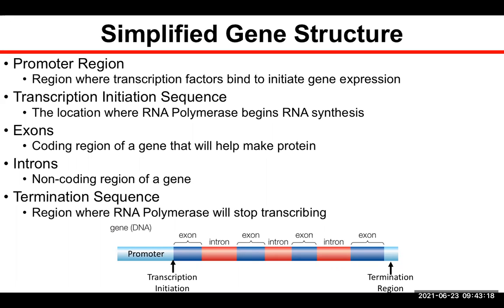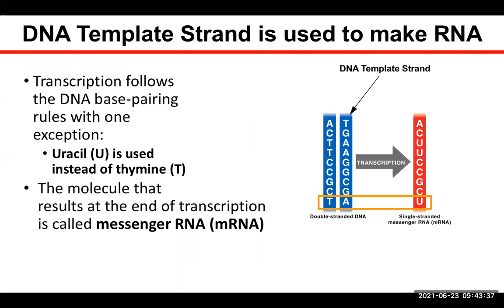And then the final part that I really want you to understand that this gene has is a termination region. So the RNA polymerase needs to understand when it's done synthesizing. And there's going to be a sequence at the end that is going to indicate that. So the DNA template, one of the strands of DNA, is going to be used as a template to make the RNA. And again, I'm going to highlight again, RNA uses uracil. It does not use thymine.